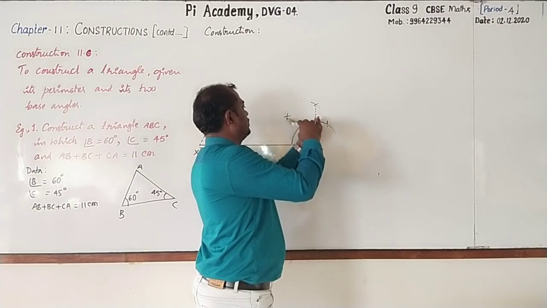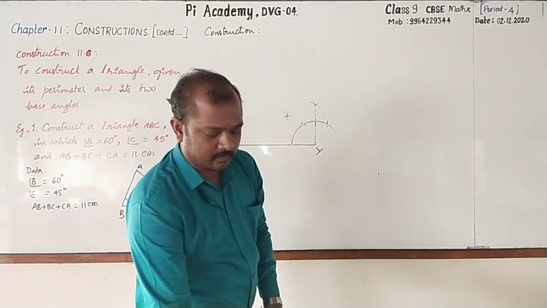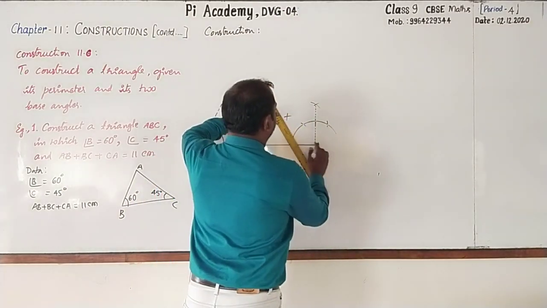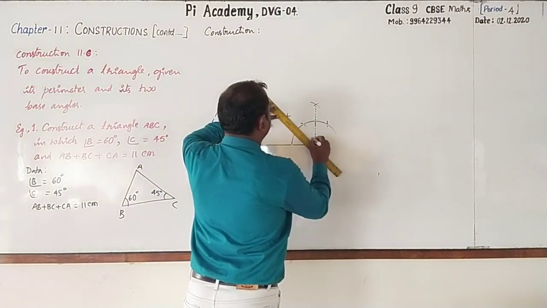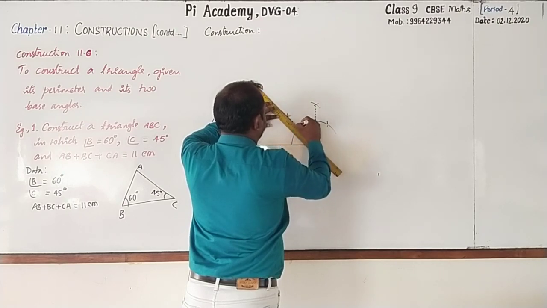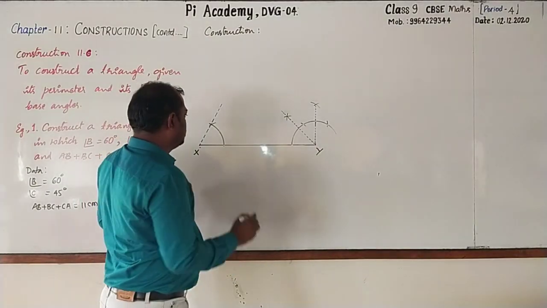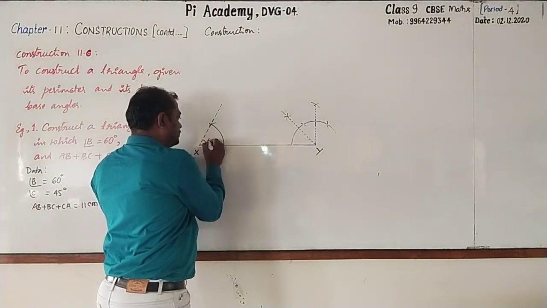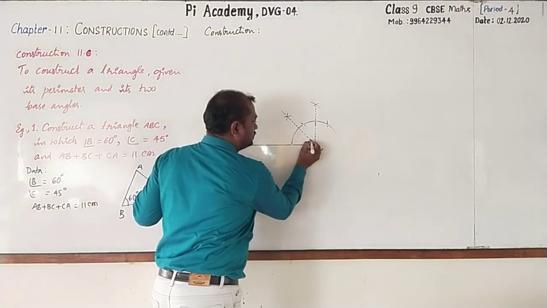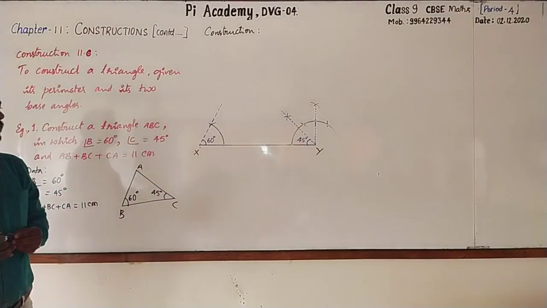Yes. Now take scale and pencil again. Draw the line from Y through this point. Followed? Now I'll mark it. It is 60 degree and this is 45 degree. Hope that your construction is over.